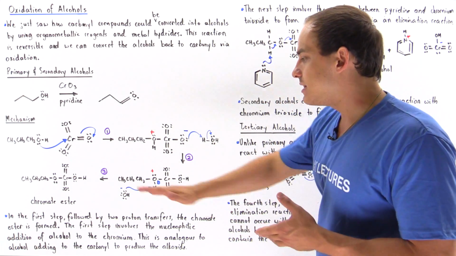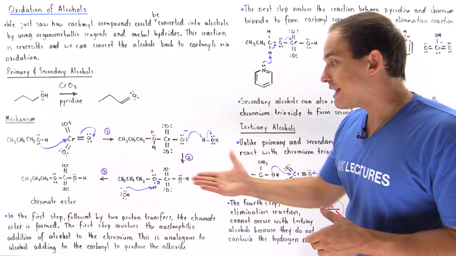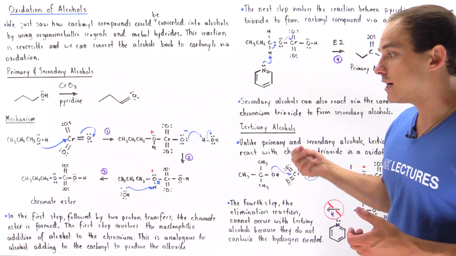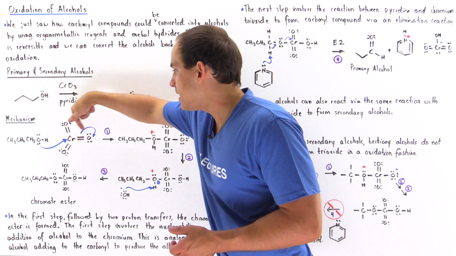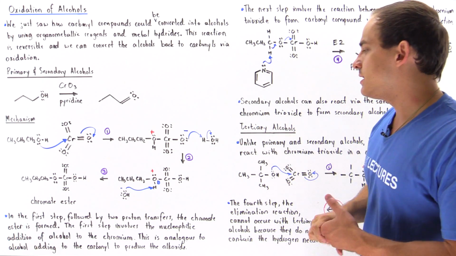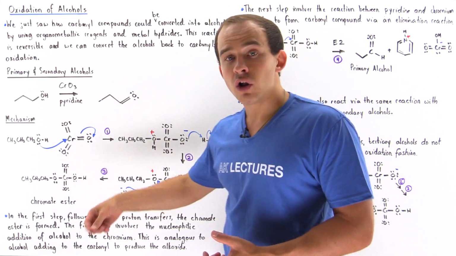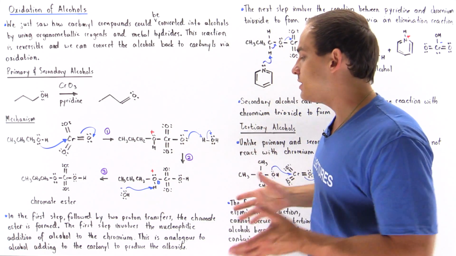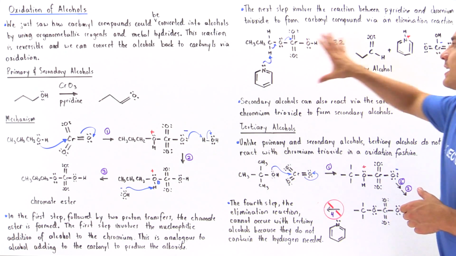So once again, in the first step, followed by two proton transfers, the chromate ester is formed. In the first step, we have a nucleophilic addition reaction in which the alcohol attacks the chromium, displaces the pi bond, and forms this intermediate here. So this step is analogous to our alcohol adding to the carbonyl, to the carbon of the carbonyl that we discussed previously. So what about the second process?